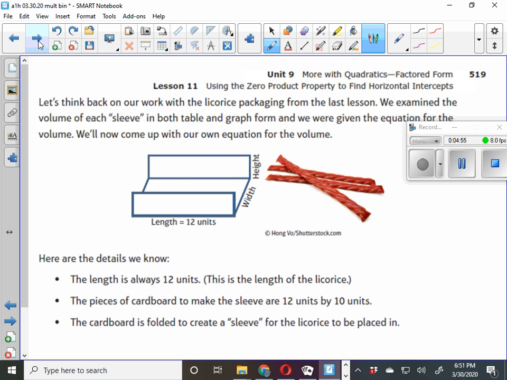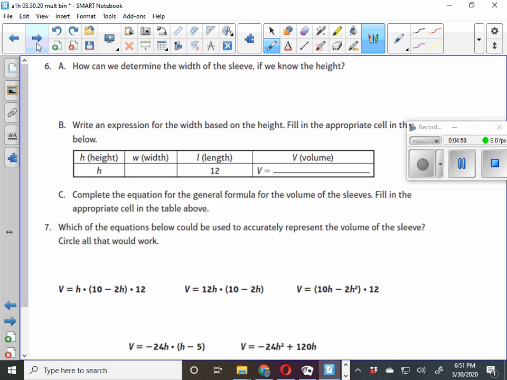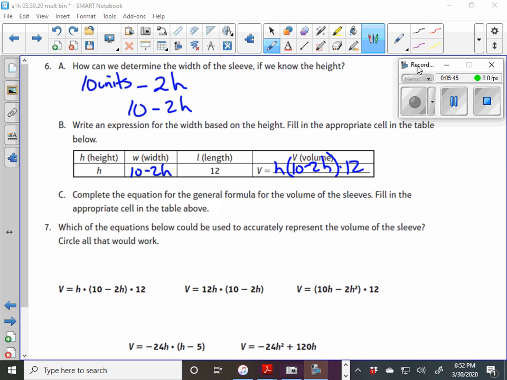Going back to our licorice example, and I'll let you go back and read that if you need to. How can we determine the width of the sleeve if we know the height? Well, remember, we had 10 units to work with. And if we knew the height, then we could subtract 2 times the height, one from each side, right? So that essentially would be 10 minus 2h. So the width would be 10 minus 2h. Therefore, my volume is going to be h times 10 minus 2h times 12. This leads us to question 7.